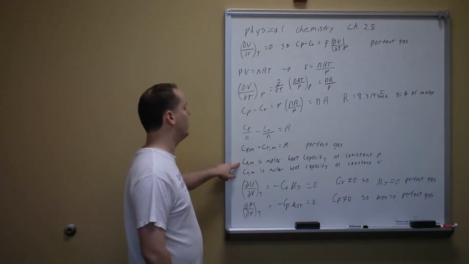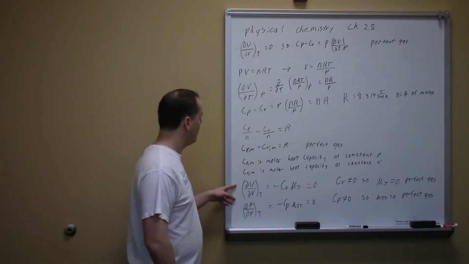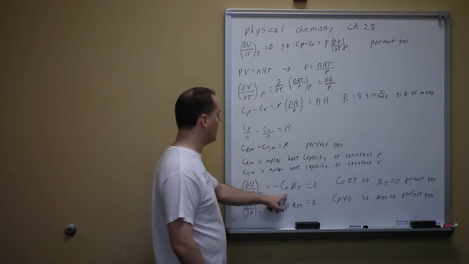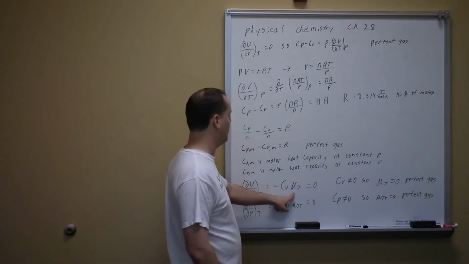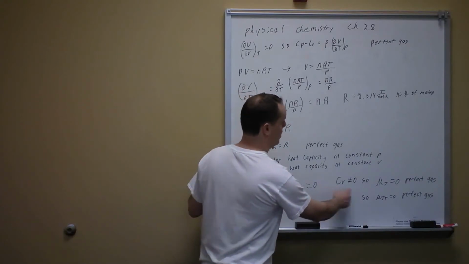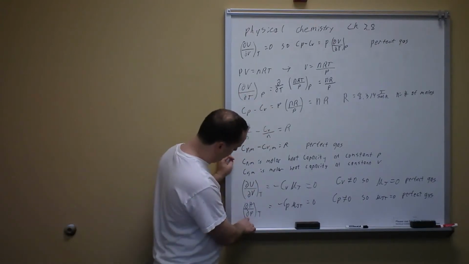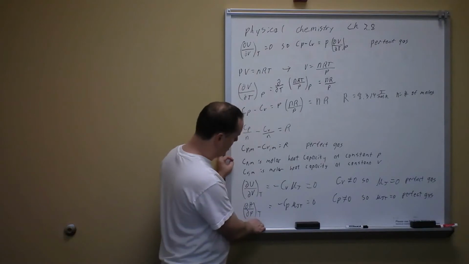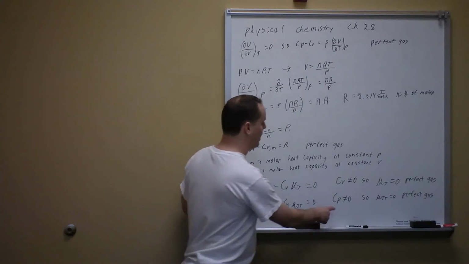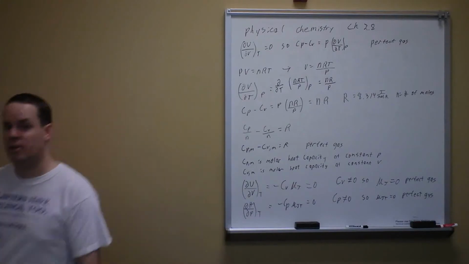So like I just said, Cpm is the molar heat capacity at constant pressure. Cvm is the molar heat capacity at constant volume. So we have the derivative of internal energy with respect to volume at constant temperature, and that's equal to minus the heat capacity at constant volume times mu J, which is equal to 0. Well, we know the heat capacity can't be 0, therefore we know that mu sub J is equal to 0 for a perfect gas. Likewise, we know the derivative of enthalpy with respect to pressure at constant temperature is equal to minus Cp times mu JT, and that's equal to 0. Likewise, heat capacity cannot be 0, therefore mu JT must be equal to 0 for a perfect gas.